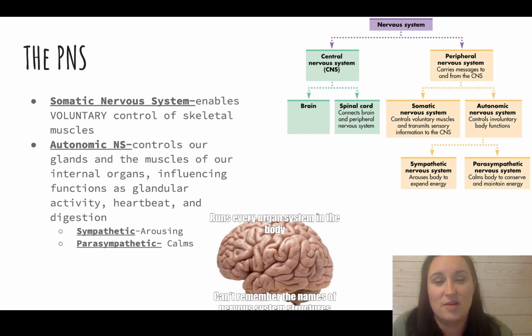So those are just the definitions written out for you. I've already gone over this, so I'm not going to spend a lot of time on this slide, but feel free to pause it and write down these definitions.